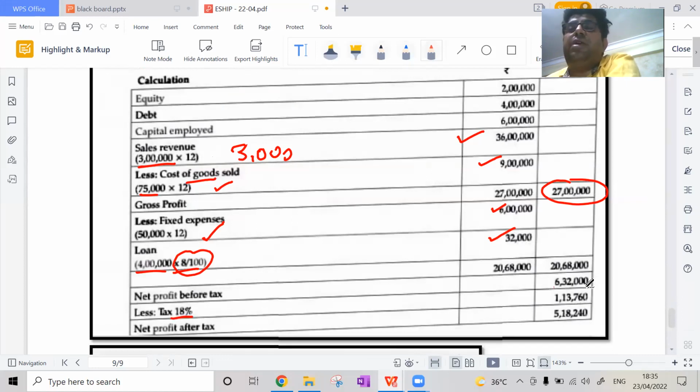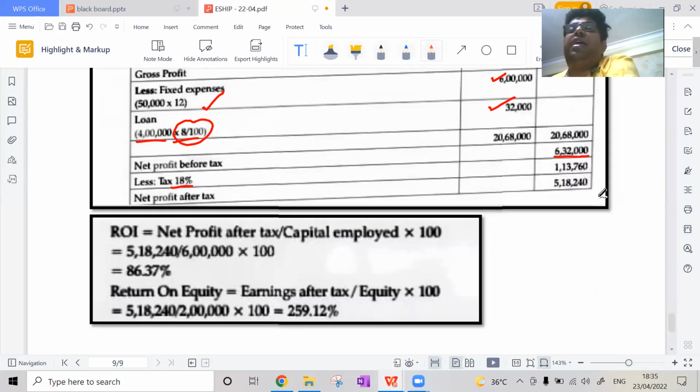Tax rate is given 18%, 18% of 6 lakh 30,000, and ultimately net profit after tax, that was 5 lakh 18,240. And last answer would be 5 lakh 18,250 divided by 6 lakh multiplied by 100, you will get 86.37. See, if I am going with the ROI, I have to take total capital employed, that is debt plus equity. But if I am going with equity only, what I have to do is earning after tax divided by equity multiplied by 100. Is it clear to everyone?